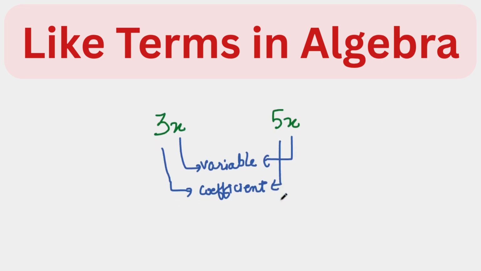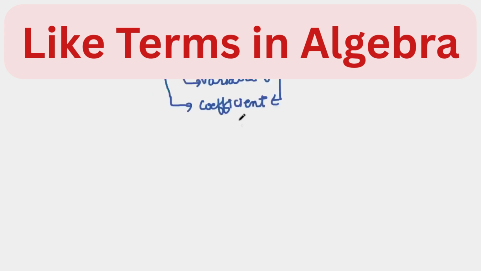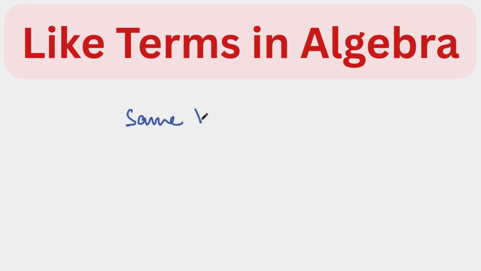Now looking at 3x and 5x, we see that they both have the same variable. So they will be considered as like terms, okay? Which means whenever you have terms which share the exact same variable, those terms are known as like terms.